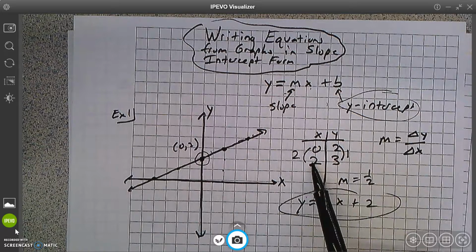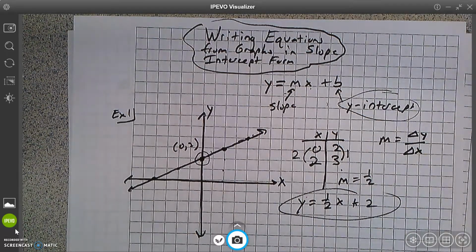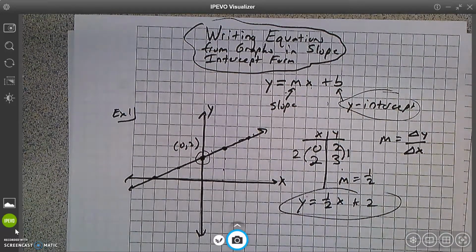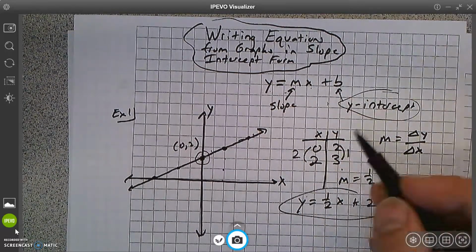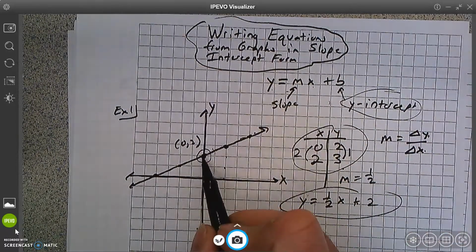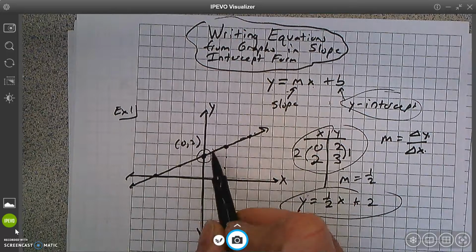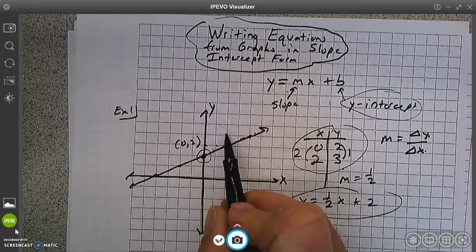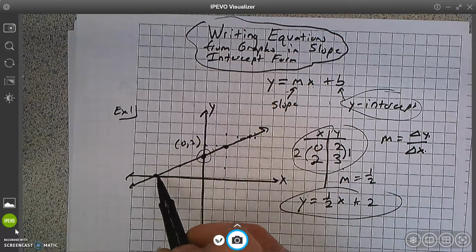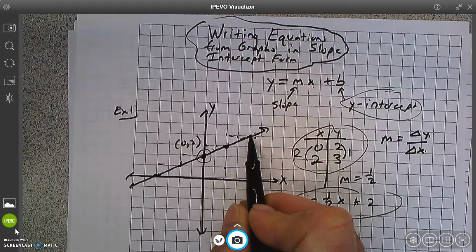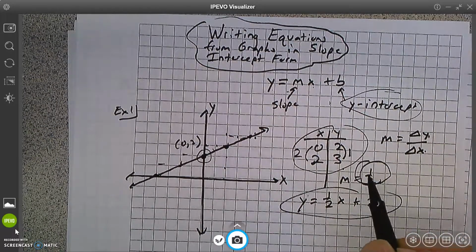And you can check this. What's half of 2? 1. Plus 2 is 3. Yeah, so it works every time to get all the points. Another way to do this, actually quicker than finding this chart: the change in y to go from one point to the next is up 1, right 2. You start here, up 1, right 2, up 1, right 2. So that is always the pattern. That is the change in y and change in x.